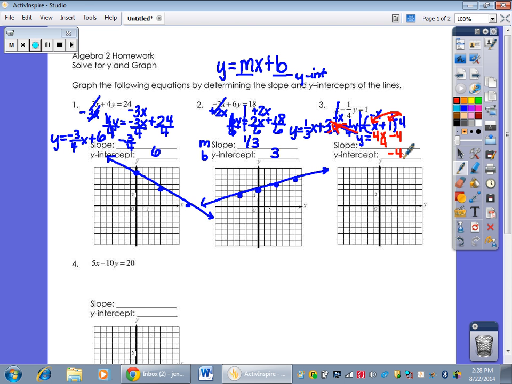So go ahead and plot those two, and I'll give you a couple seconds so that you can check your work. Okay, so you should have begun at negative 4 on the y-axis, so that's down 4 from the origin. And then from there, if our slope is 4, that means up 4 and to the right 1, because 4 is like saying 4 divided by 1. So we're moving up 4 to the right 1, do that again, up 4 to the right 1. You've got 3 points there, go ahead and connect your dots.